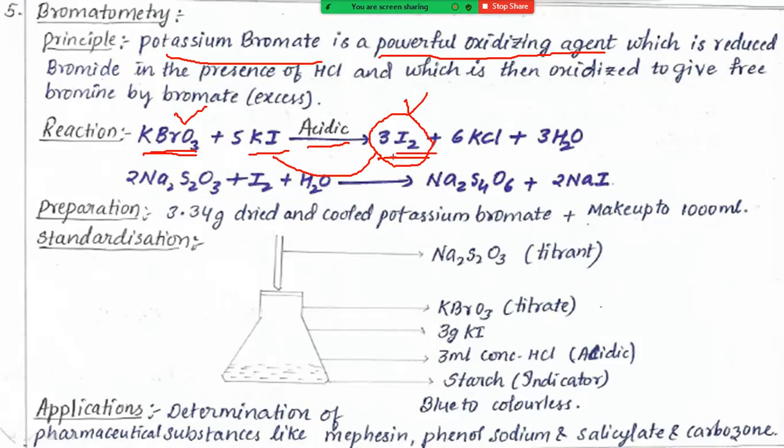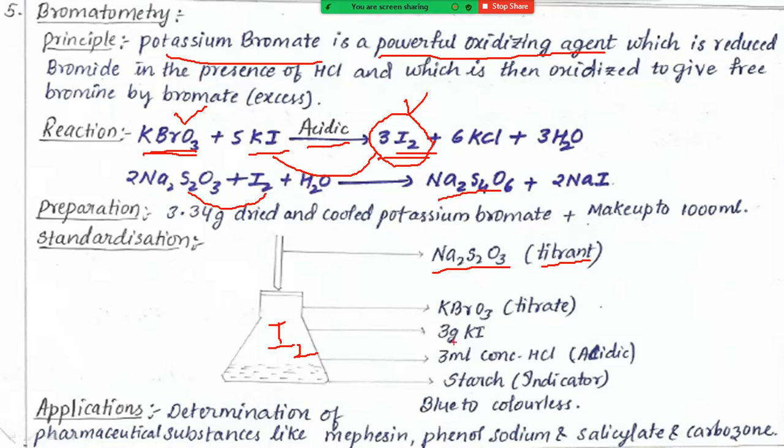Finally, in the conical flask, we get iodine molecules, and these iodine molecules will react with sodium thiosulfate. Here sodium thiosulfate is taken as the titrant solution, which is taken in the burette. The reaction takes place between iodine and sodium thiosulfate, forming sodium tetrathionate. So in bromatometry, potassium bromate is very important to release the iodine molecule from potassium iodide.